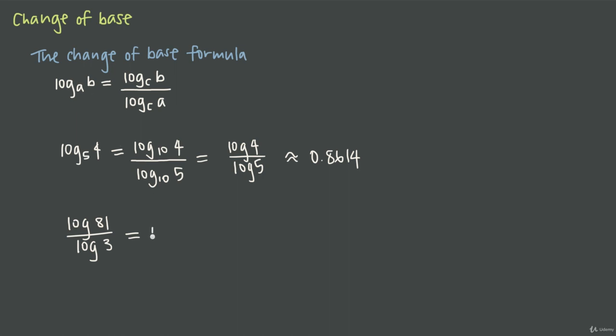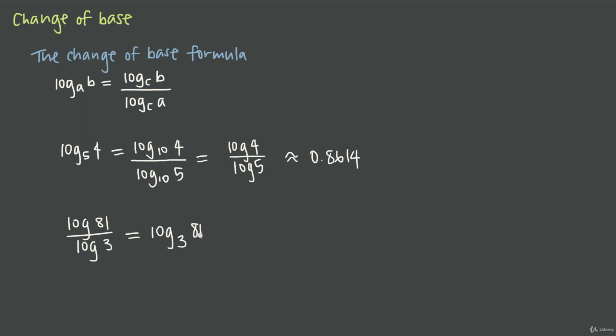And we see that we get log base a, well, that comes from the argument from the denominator, so log base 3, of b, the argument, that comes from the argument of the log in the numerator, which is 81. So we get log base 3 of 81.